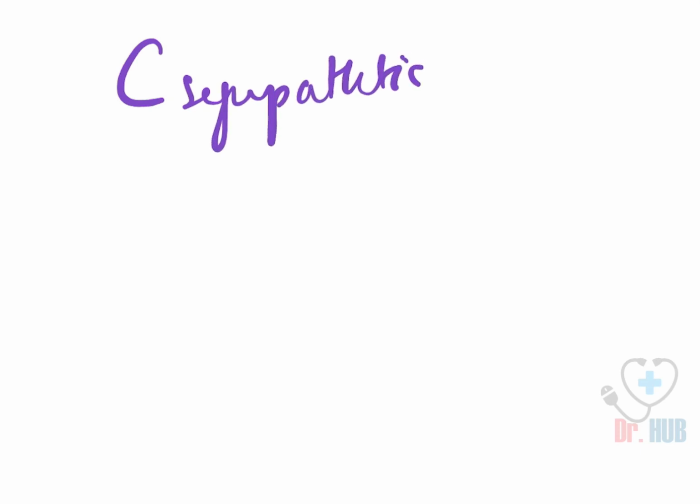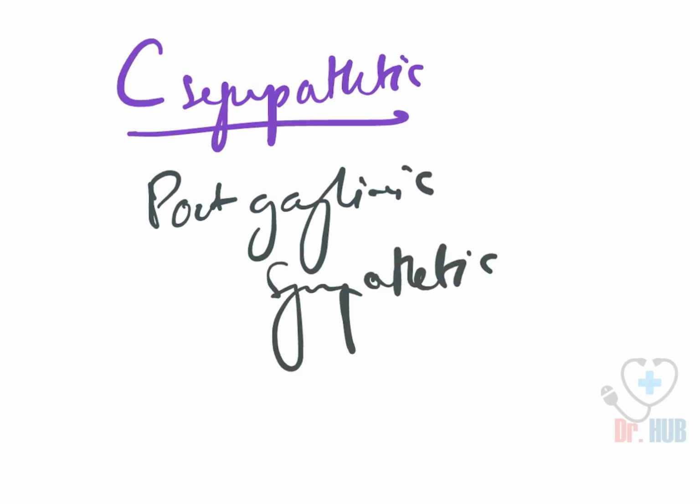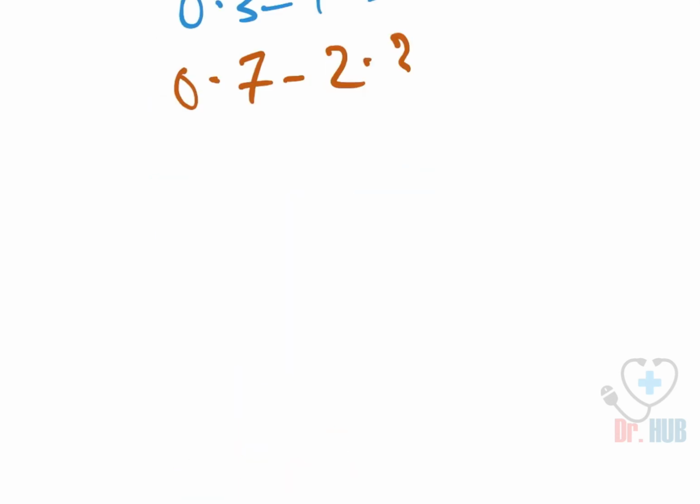Next we move on to the C sympathetic. C sympathetic has the function of being the post-ganglionic sympathetic. The fiber diameter here is about 0.3 to 1.3, the conduction velocity in meters per second is 0.7 to 2.3, and lastly the spike duration is 2.